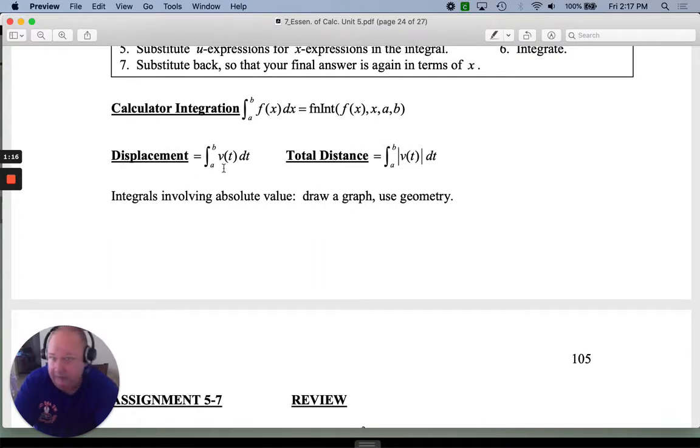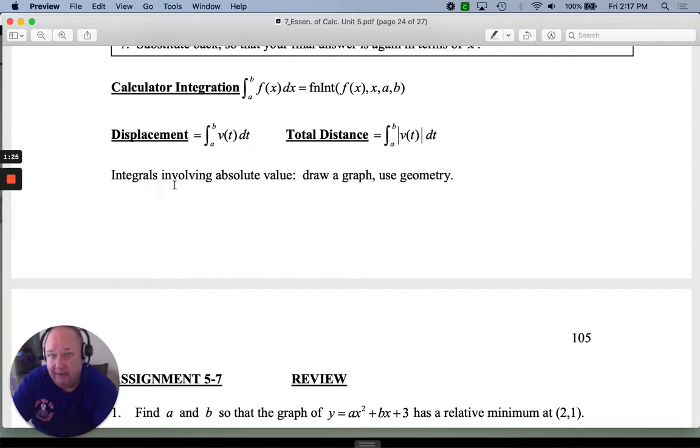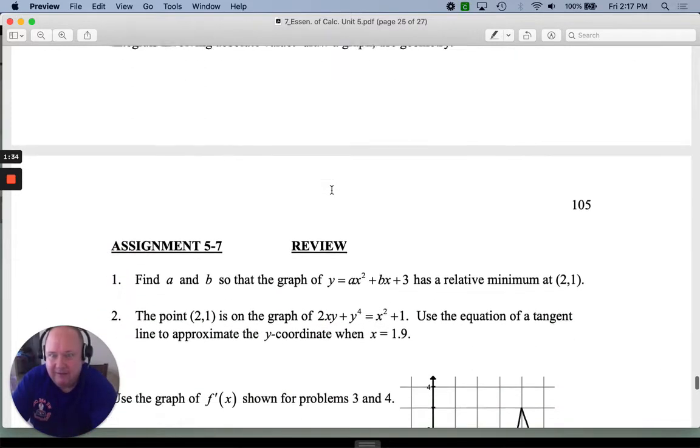Displacement is integrating velocity. Total distance is integrating the absolute value of velocity with your calculator. Intervals involving absolute value require you to draw them and to use geometry, and usually it's triangles. All right, there's the review. Let's get practicing.